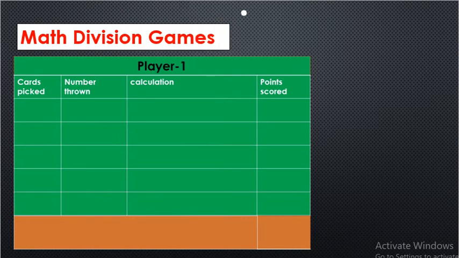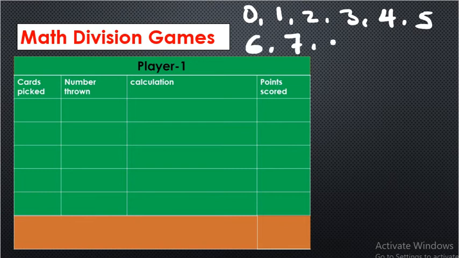all the one-digit numbers that are 0, 1, 2, 3, 4, 5, 6, 7, 8 and 9. Consider all these one-digit numbers are written on a card.